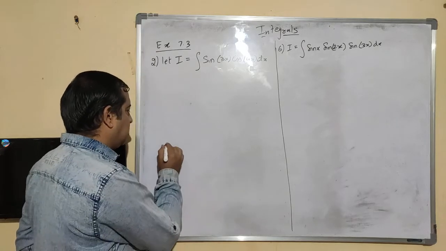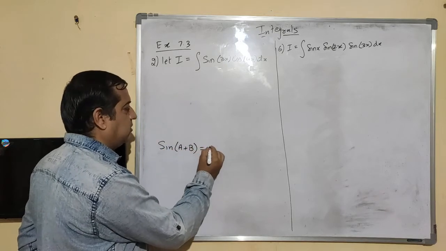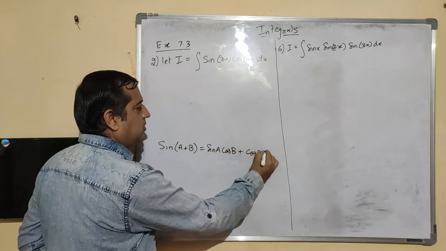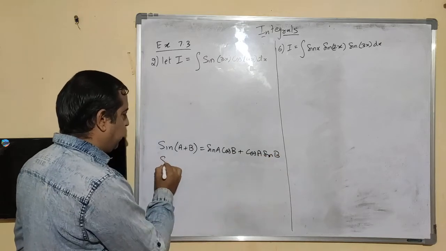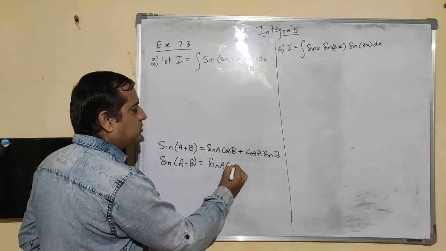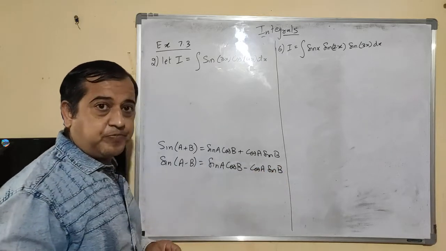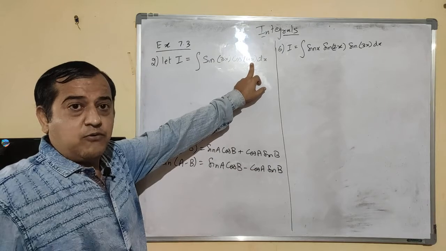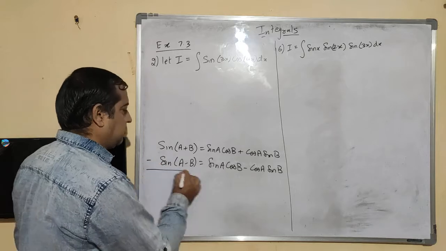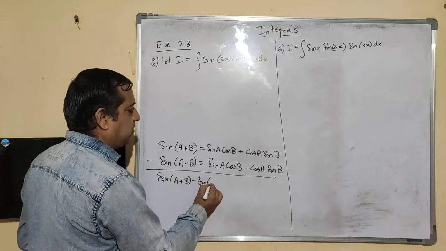Now recall this formula, sin (a plus b), or you can say sin (x plus y). This is sin a cos b plus cos a sin b. And recall this sin (a minus b). This is sin a cos b minus cos a sin b. In this case you can see the angle of cos is 4x and here it is 3x, means angle of cos is more. If we subtract this, then we have this formula. Here you get sin (a plus b) minus sin (a minus b).